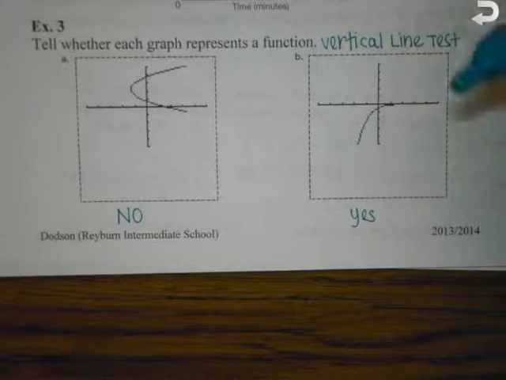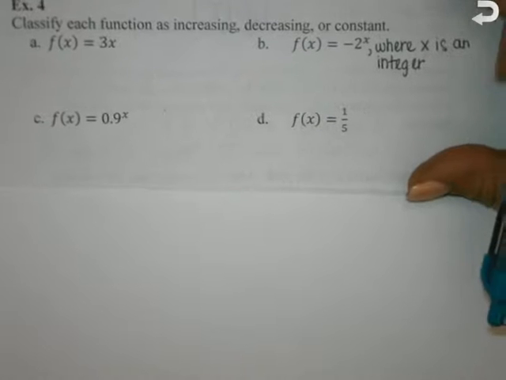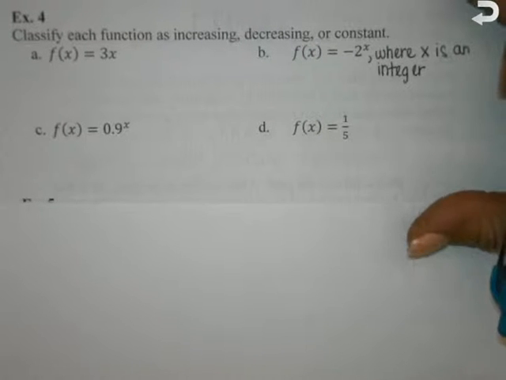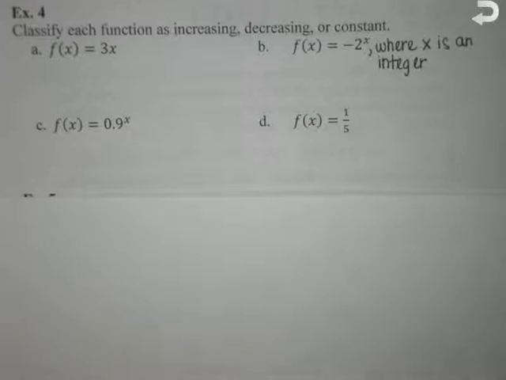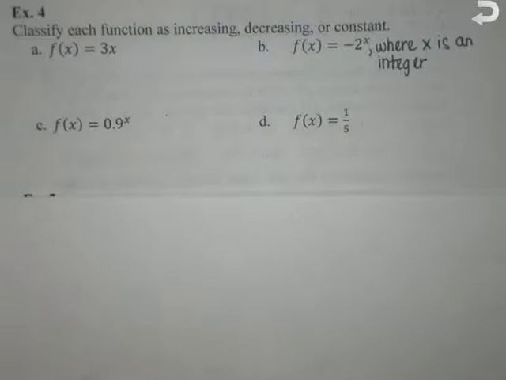Okay, last thing we're going to do is look at different types of functions. First, we're going to classify if each of our functions is increasing, decreasing, or constant. So what I'm going to have you do is write out each of the examples really quick. Just give yourself a line next to it, and we're going to write if they are increasing, decreasing, or constant.